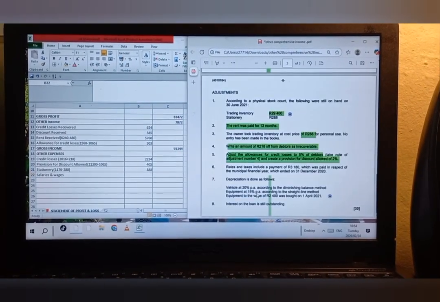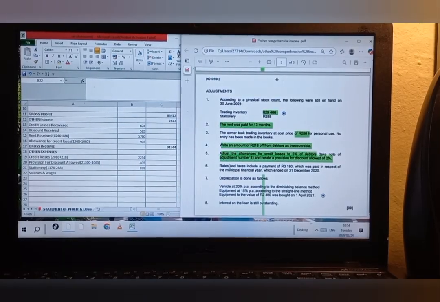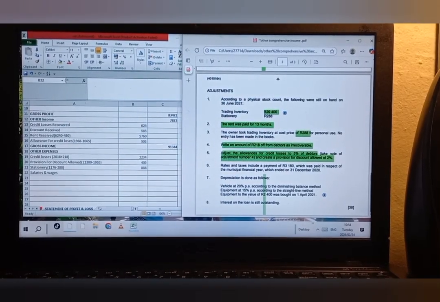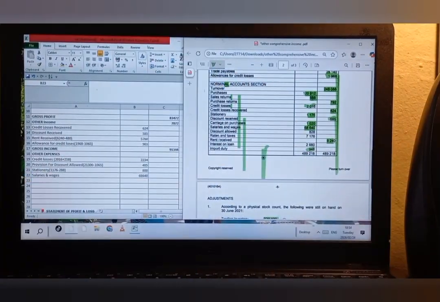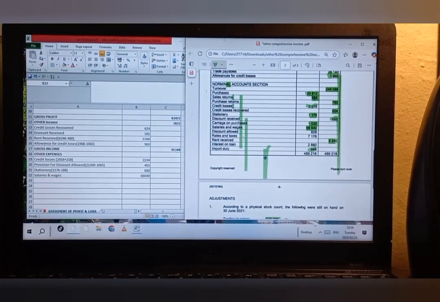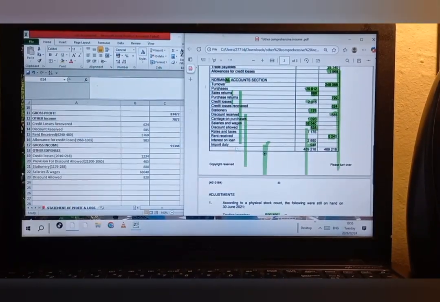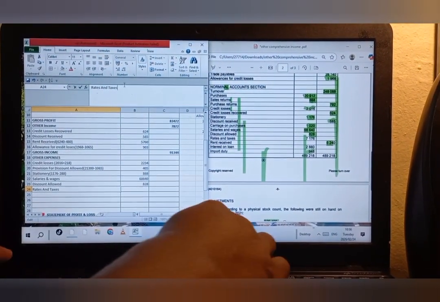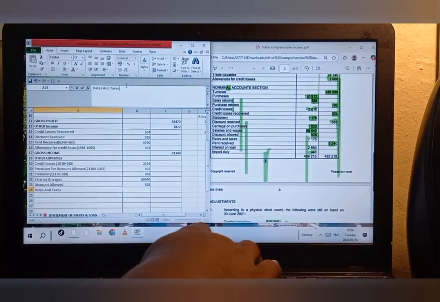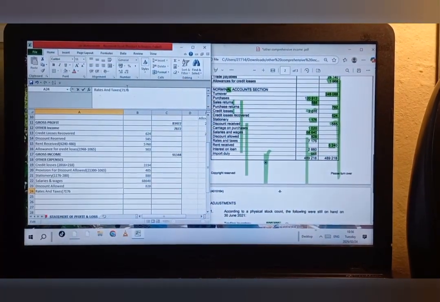You need to check if you have any adjustment that talks about salaries and wages. No, these are rates and taxes, depreciation, interest and loan. So 68,640. And then we have discount allowed, which is 828. We have rates and taxes, open bracket, because we have an adjustment that talks about the rates and taxes, 7,176.